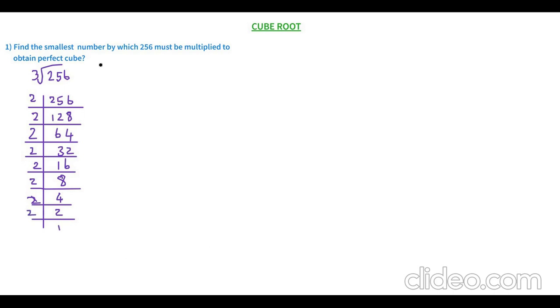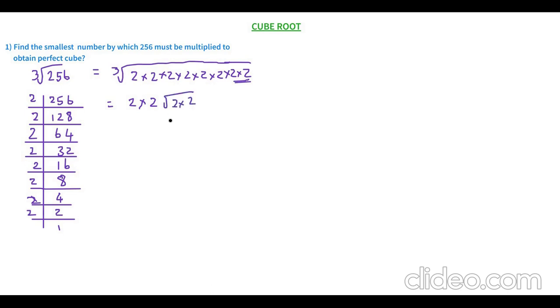So now the cube root of 256 can be written as... how many 2's are there? 1, 2, 3, 4, 5, 6, 7, 8. There are 8 2's. Since it's a cube root, for every 3 2's we will take one 2 outside. For the first 3 2's I'll take one 2 outside. Then for the other 3 2's I will take another 2 outside. So now there are only 2 2's remaining here. So this will be written as the cube root of 2 times 2.